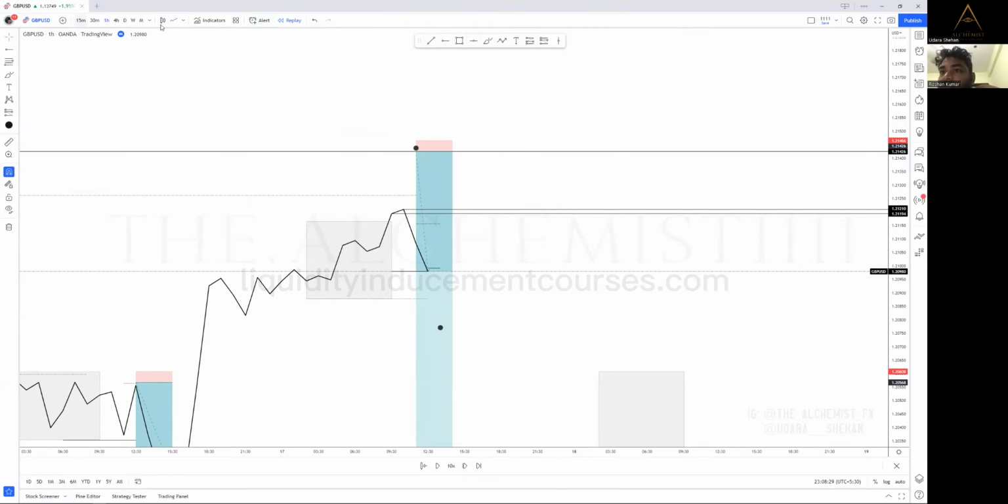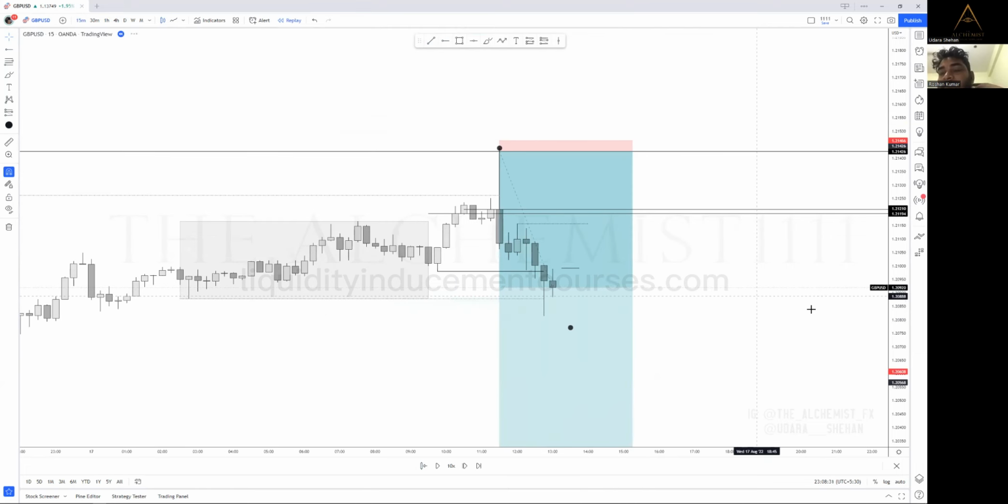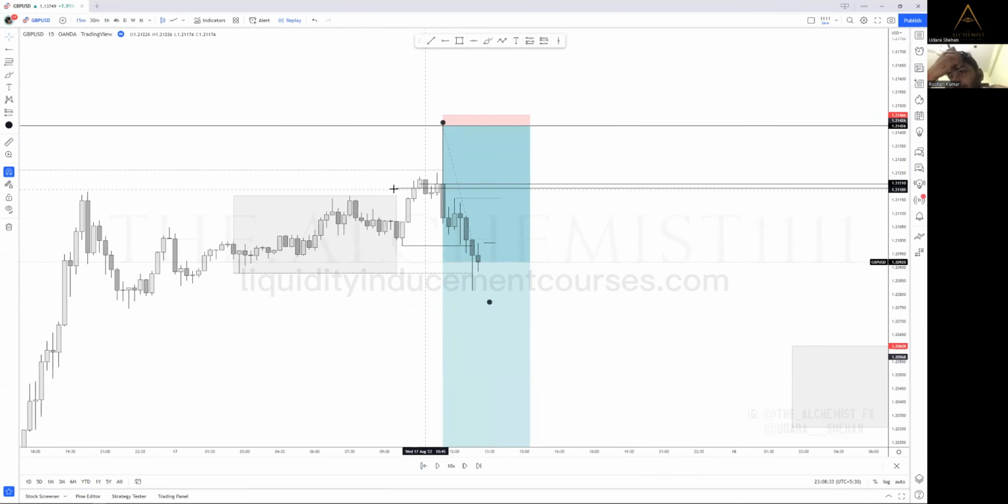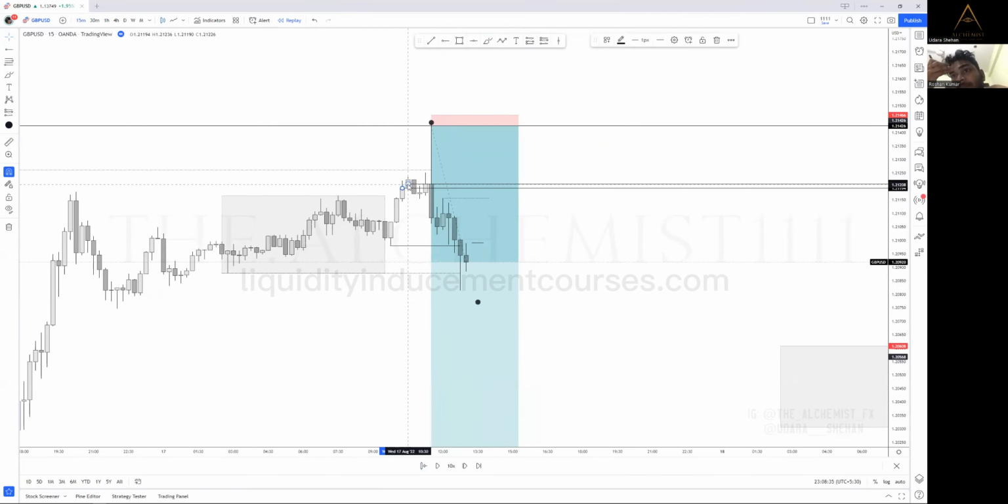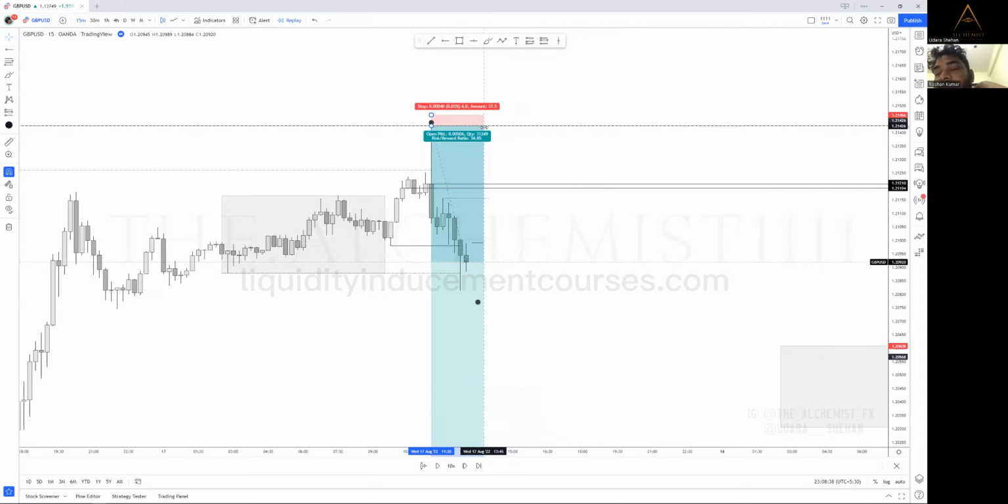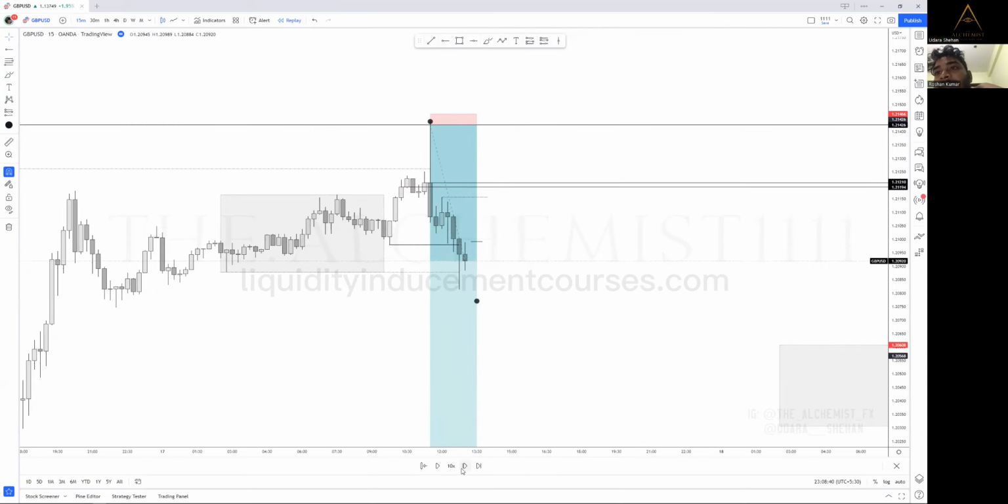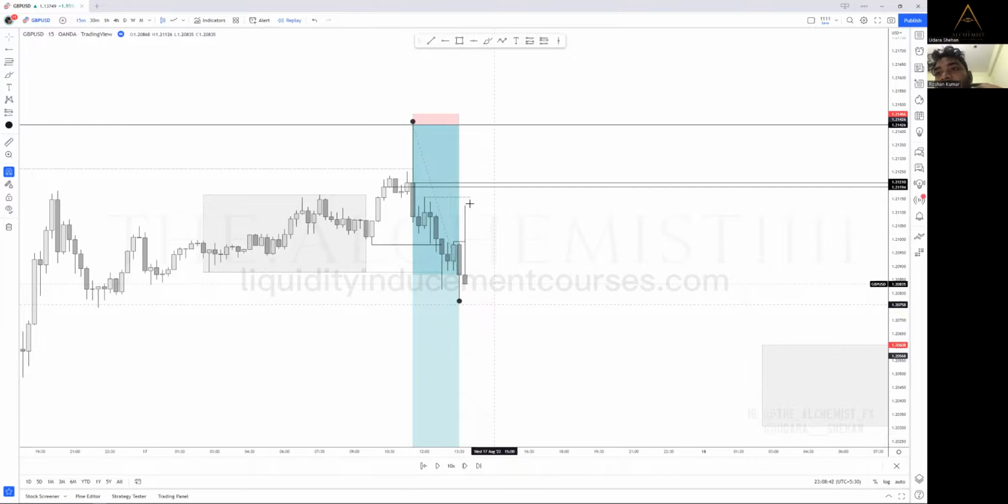Can you see it? This is what he's done. We had 2 POIs once again, and that is right above the internal range liquidity. Can you see that? That is right above the internal range liquidity. Then this is what you could do.